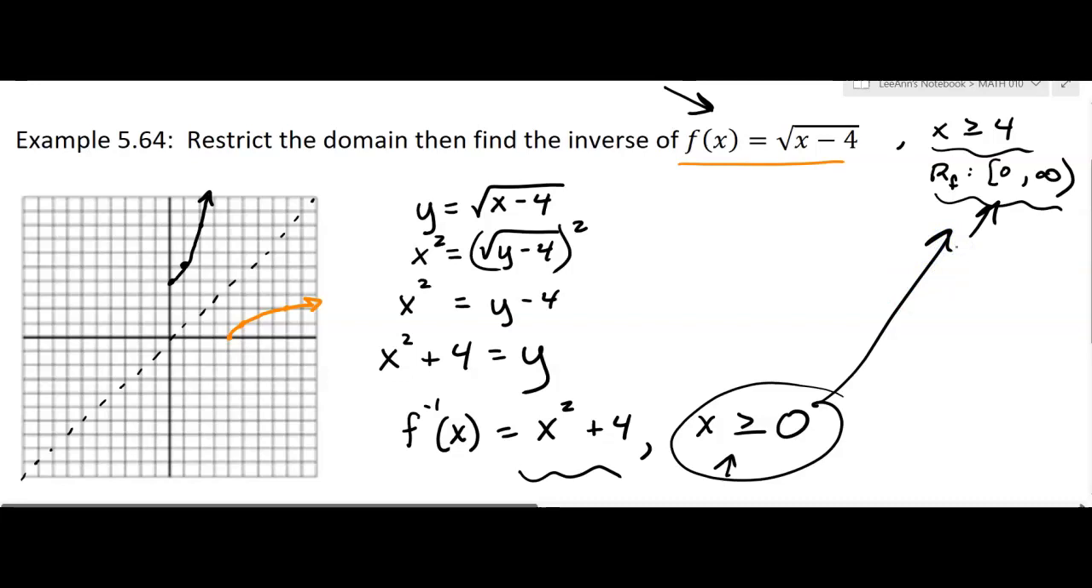You also might be wondering, hey, I've seen sideways parabolas in the past. We do work with sideways parabolas, but they're not functions. They fall under what we call conic sections, which we're going to study in a later chapter this semester.